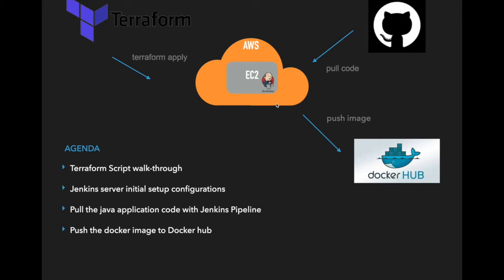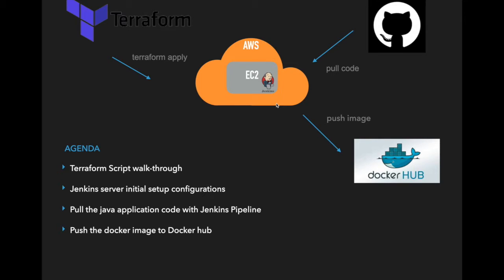The first one is Terraform script walkthrough. I will go through the script that has been written to provide the infrastructure required to run the Jenkins master on AWS EC2 instance and Jenkins server initial setup configurations. Once the Terraform script has done its job, we can see that Jenkins master is up and running on AWS.